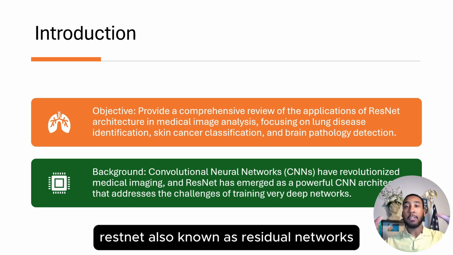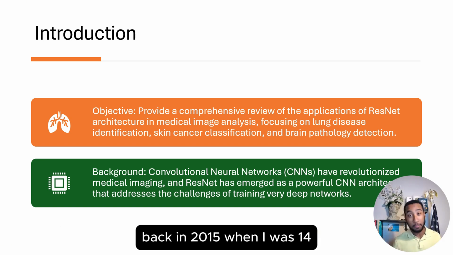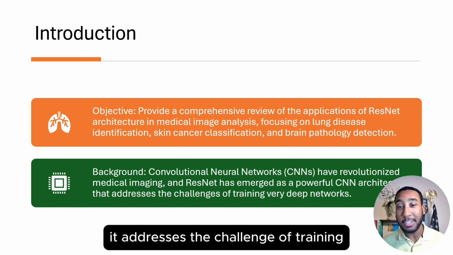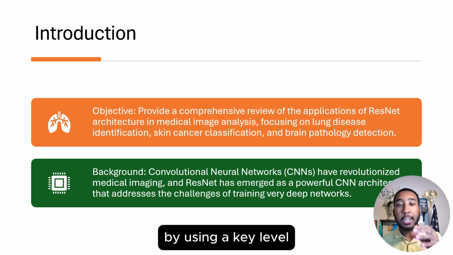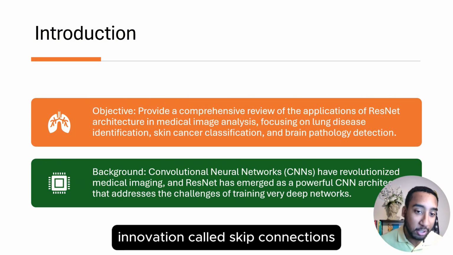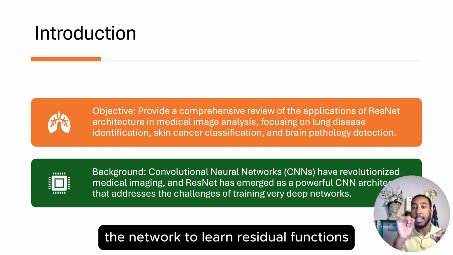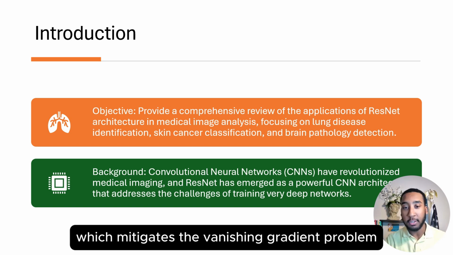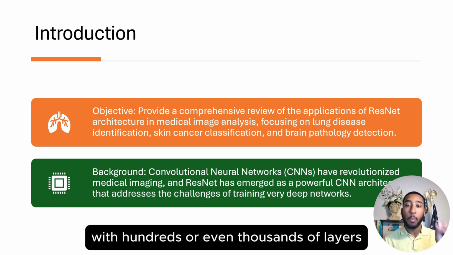ResNet, also known as residual networks, is a deep learning architecture that was introduced back in 2015 when I was 14. It addresses the challenge of training very deep neural networks by using a key innovation called skip connections. These skip connections allow the networks to learn residual functions, which mitigates the vanishing gradient problem and enables the training of networks with hundreds or even thousands of layers.